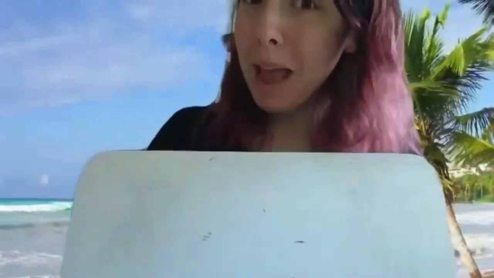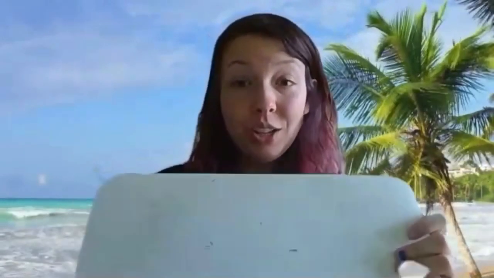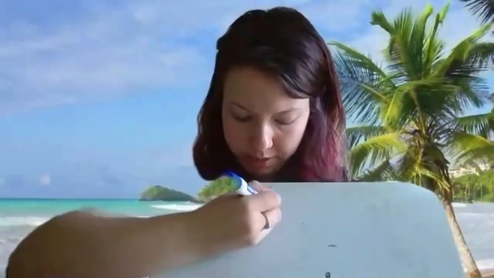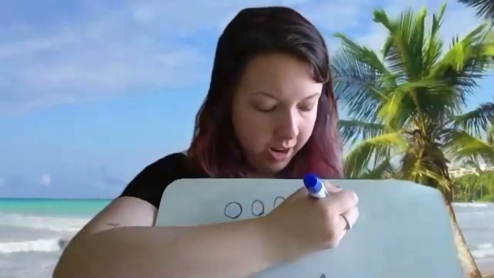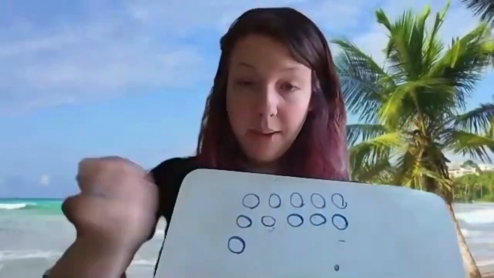Okay, let's do this. So, we know that we heard that magic word some, saying that there were some apples in the tree. So we don't know how many apples were in the tree. But we do know that 11 apples were on the ground. So let's draw the 11 apples that were on the ground. Make sure you use your 10 groups. 1, 2, 3, 4, 5, 6, 7, 8, 9, 10, 11 apples on the ground.